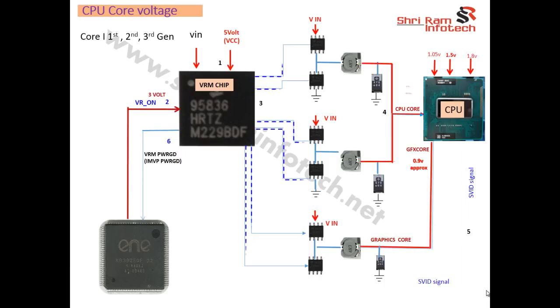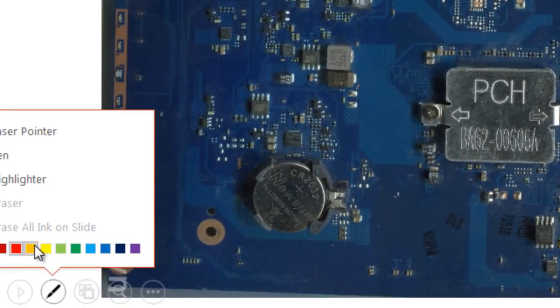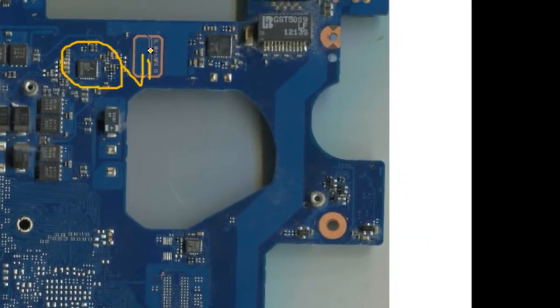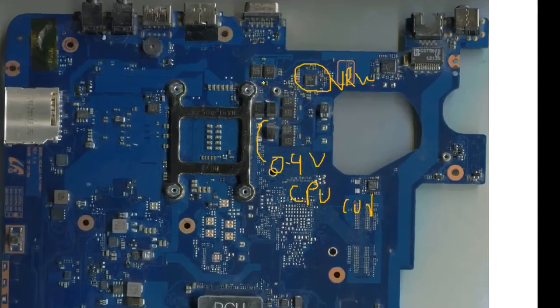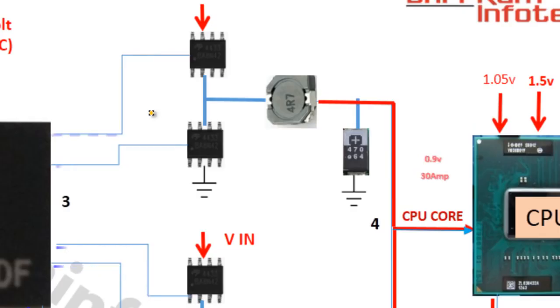You can check the motherboard here. These are the test points. These are the VRM chip, and here you can check 0.9 volt, that is the CPU core, and here at the junction of this MOSFET you can check the graphics core. Okay, that is also supposed to be 0.9 volt. So in this way we can see how this VRM section is working.